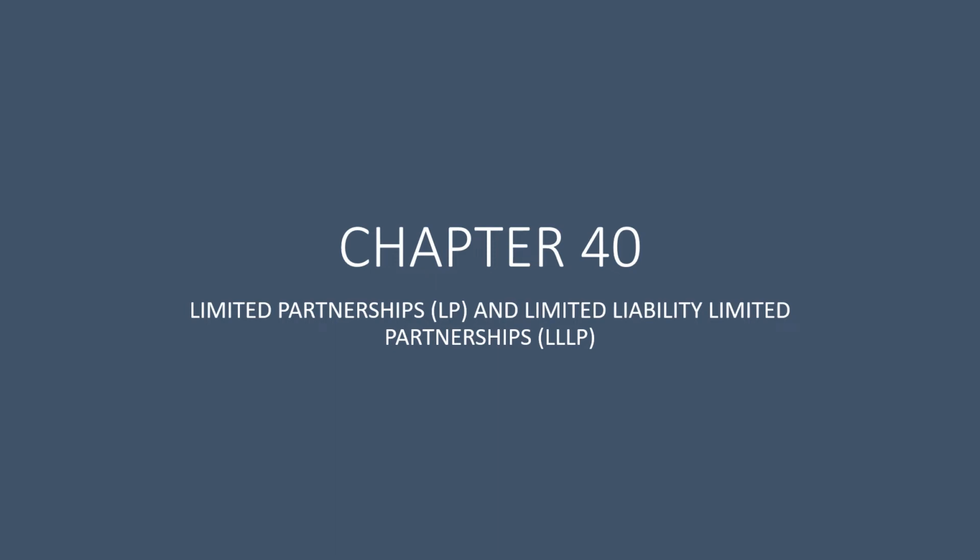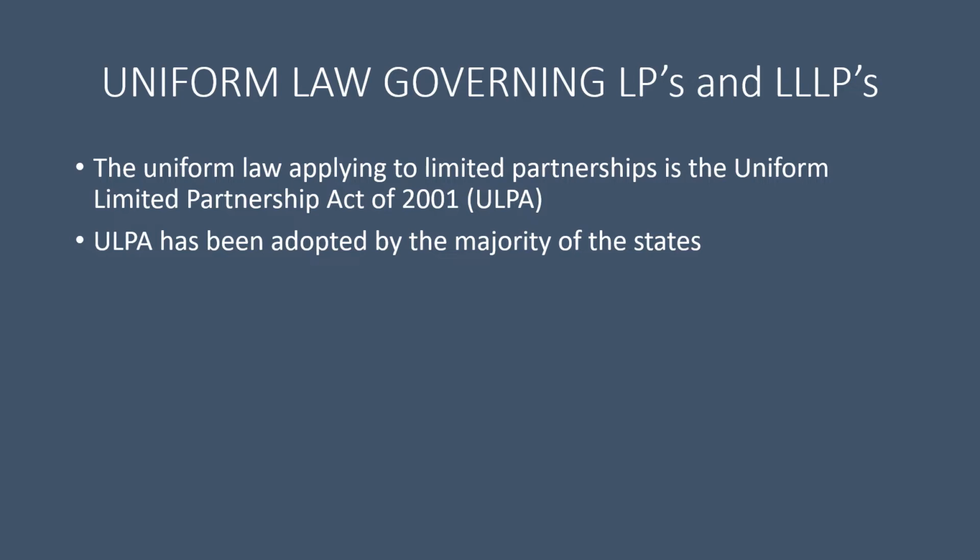In this session, we're going to talk about two new business forms, limited partnerships, or LPs, and limited liability limited partnerships, or LLLPs. Just like the other business forms we've studied, there is a uniform law that has been adopted by the majority of the states that governs the creation and operation of limited partnerships and limited liability limited partnerships. That uniform law is the Uniform Limited Partnership Act of 2001, or ULPA.